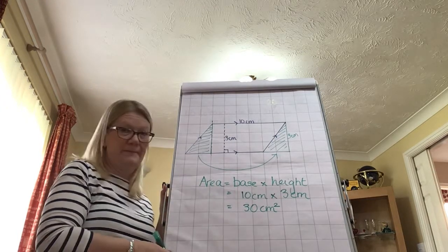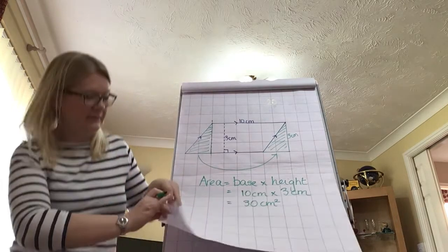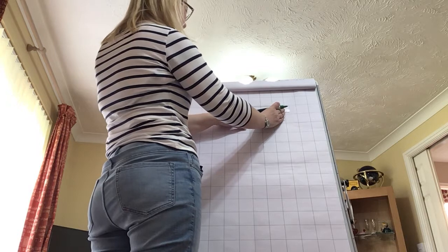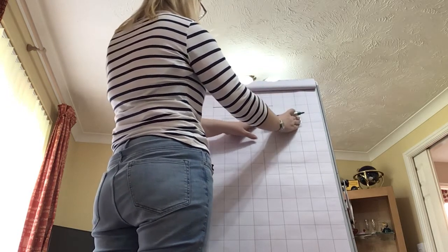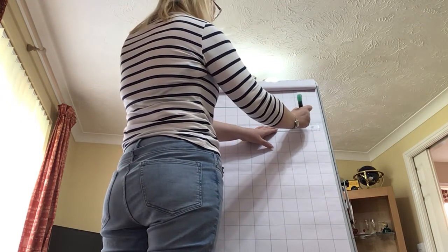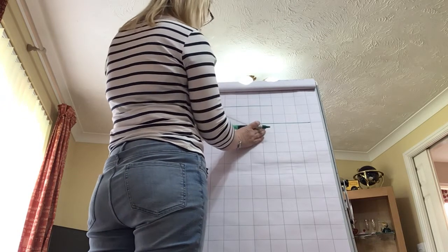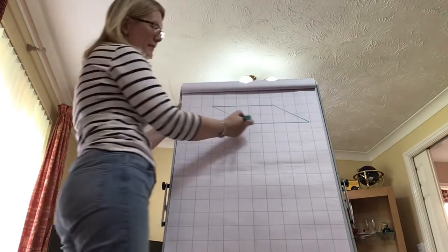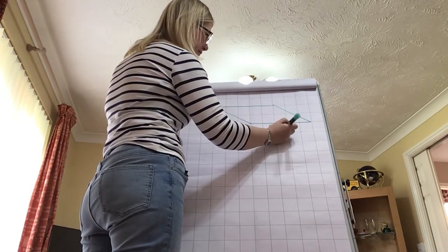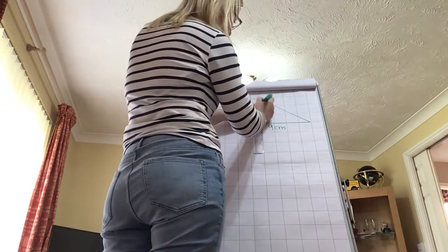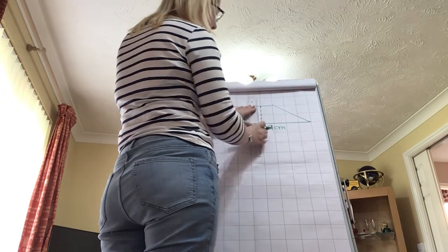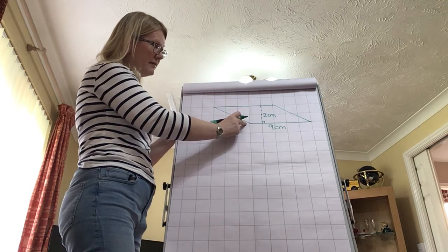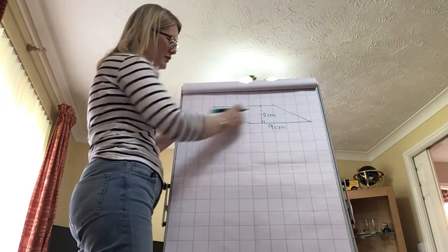I'm going to do one more for you, and then I'm going to set you some questions. So if I draw another parallelogram, it's going to look slightly different. There we go, and I'm going to say that my base is going to be 9 centimetres, and my perpendicular, remember that is the important thing, height at 90 degrees is going to be 2 centimetres. So I could draw it. I've got my triangle there that I could move over.